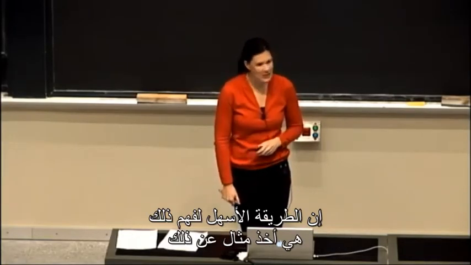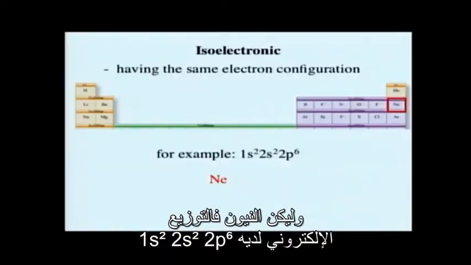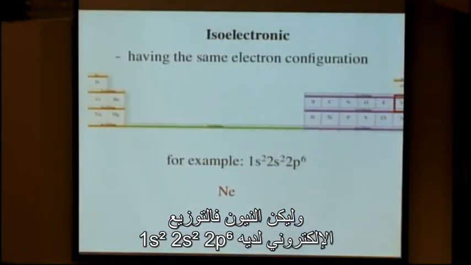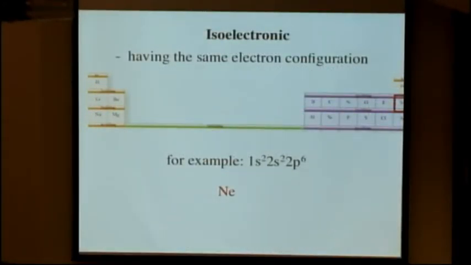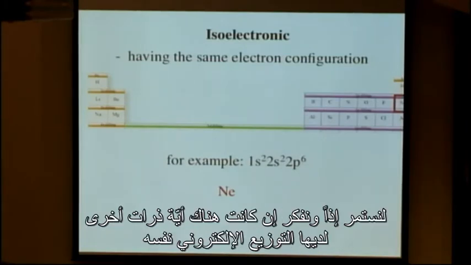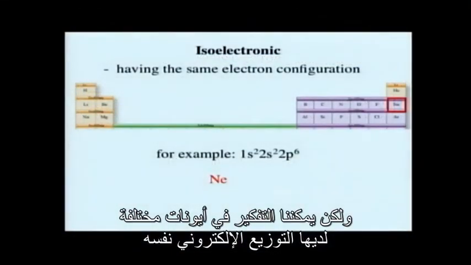The easiest way to look at this is to do an example. So let's take the example of neon. This has the electron configuration of 1s2, 2s2, and 2p6. Looks like we're cut off the screen a little bit here, but you can see I've circled it there. Are there any other atoms that are going to have the same electron configuration? The answer is definitely no. If they had the same electron configuration, they would in fact be neon. But we can think about different ions that have this electron configuration.